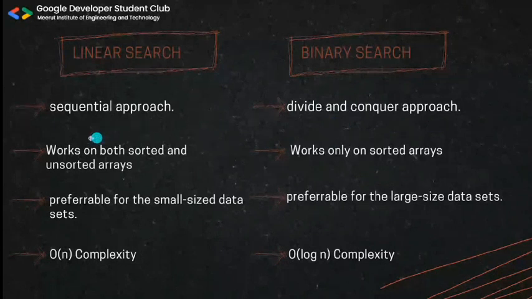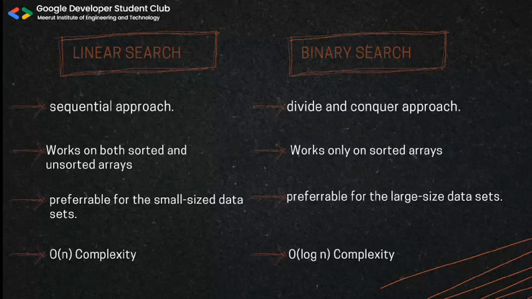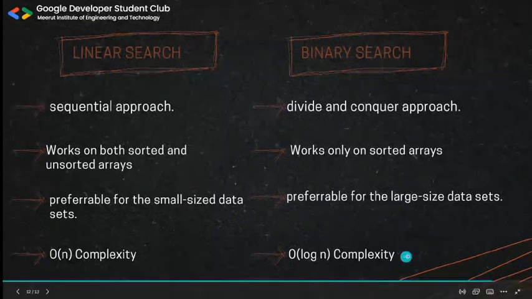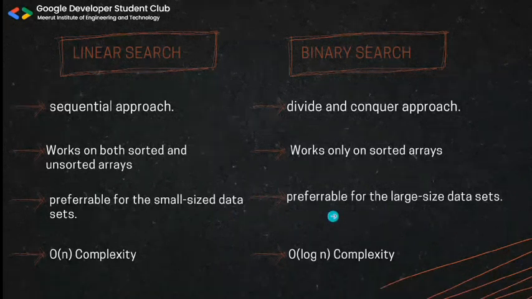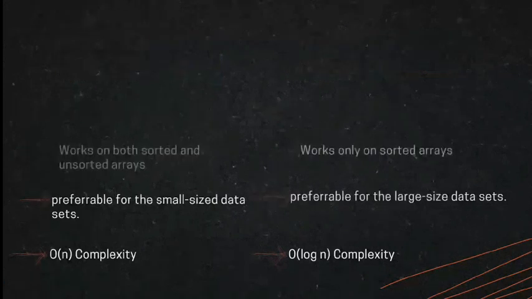Next is linear search works on both sorted as well as unsorted arrays. Whereas we have seen binary search works only on sorted arrays. We have to sort the array before applying binary search. Next, this is the point I was talking about. If you have small size data, apply the linear search over there, and if the data is of large size, then apply binary search. Next is the complexity. So linear search has linear time complexity, order of n, and binary search has order of log n time complexity. So this is all about the theory part.